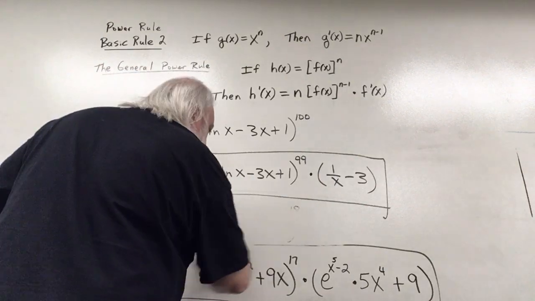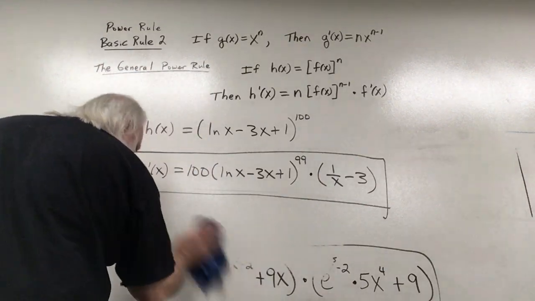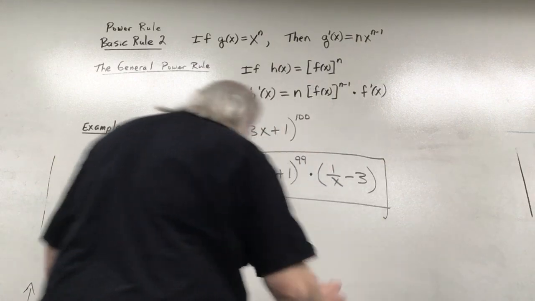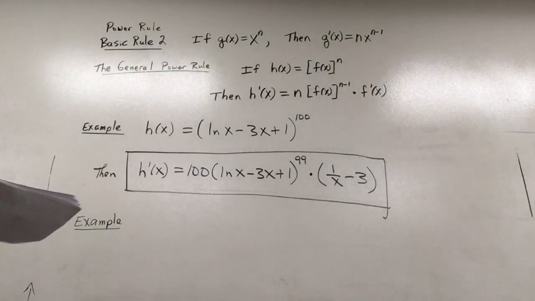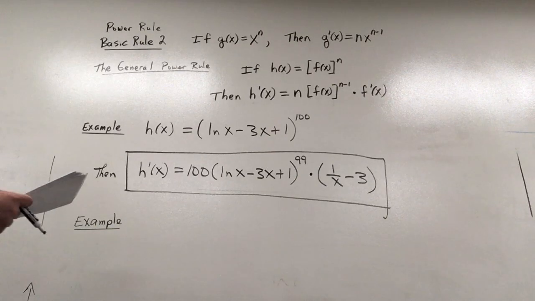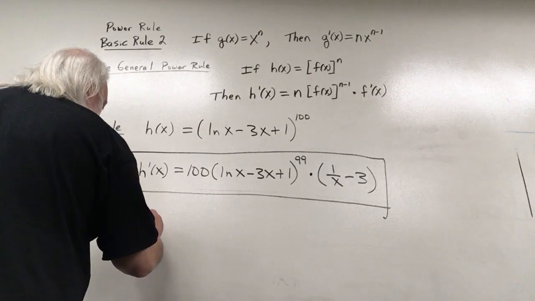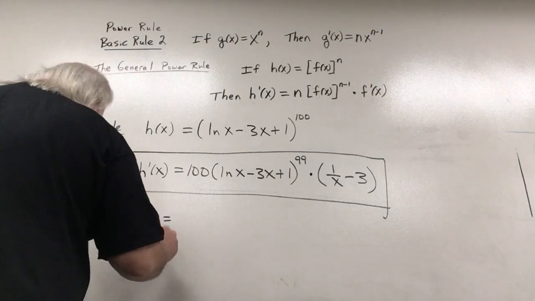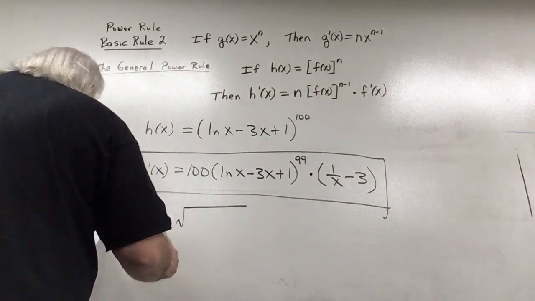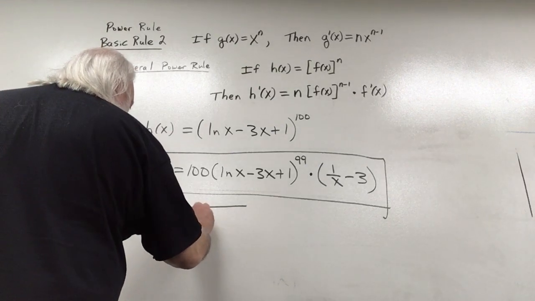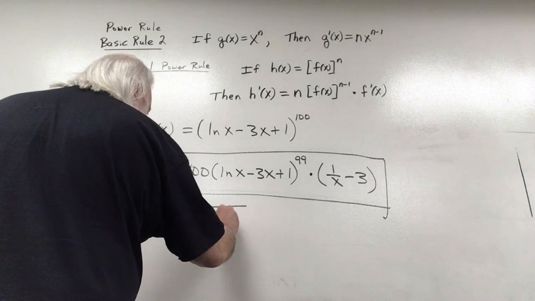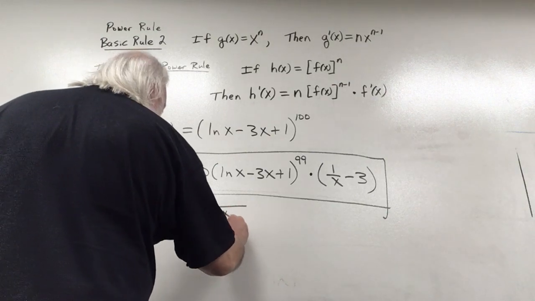And then lastly, the last example that we have to work is y is equal to the square root of x to the 5th plus 4 to the x minus 3.